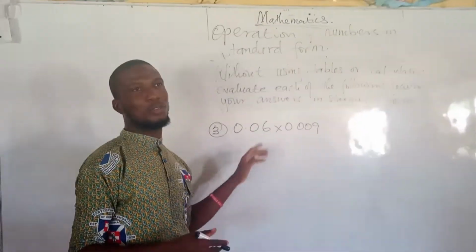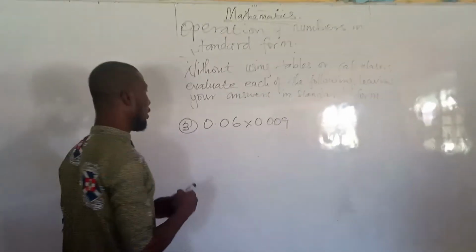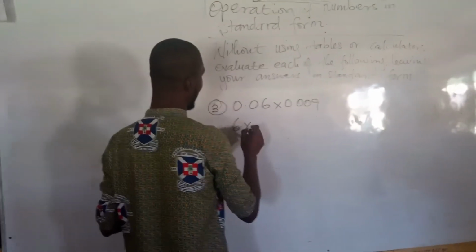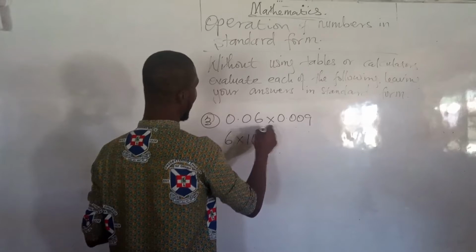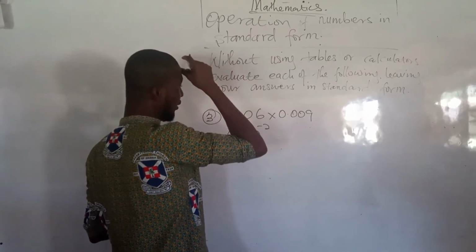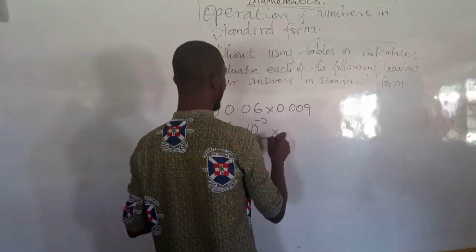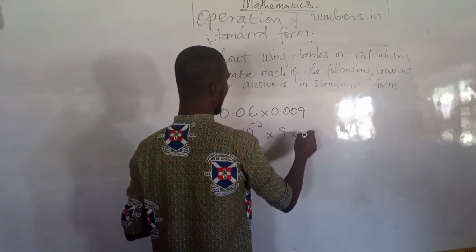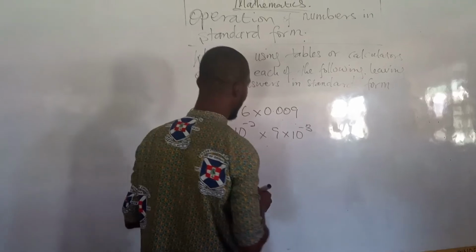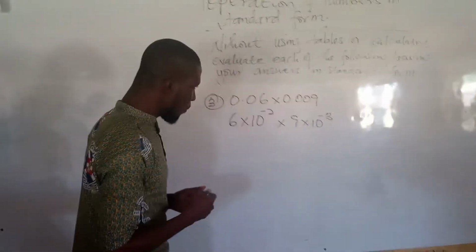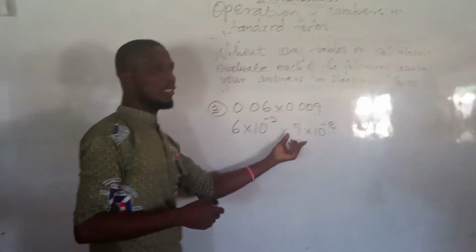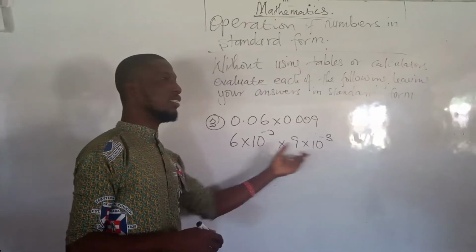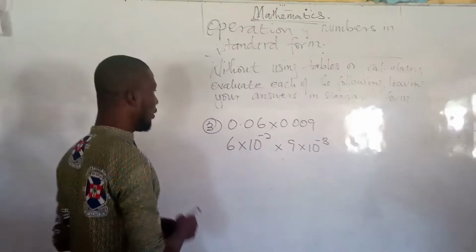We are going to do the same here. We change each of them to standard form. This will give us 6 times 10 exponent negative 2. Remember, we move the point to the right. Then times 9 times 10 exponent negative 3. Same here. Now we are going to multiply the whole numbers together, then we multiply the indices together. Let's just do that now.